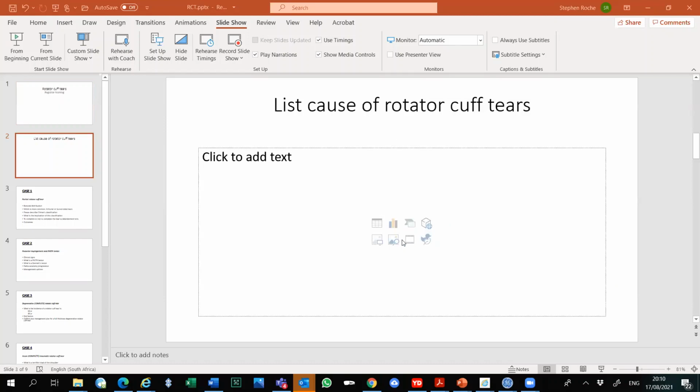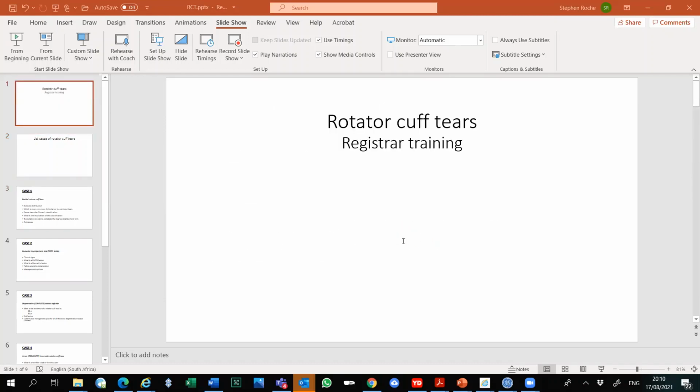So how many people got more than 5 causes of rotator cuff tears? Did anybody get 5 causes? No. You see, you must think more broadly when you're answering questions. And secondly, you need to do some reading up to see why people get rotator cuff tears.